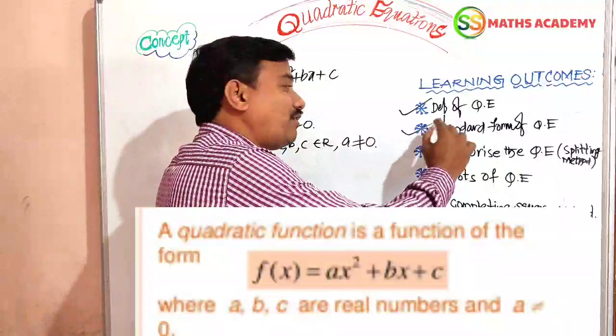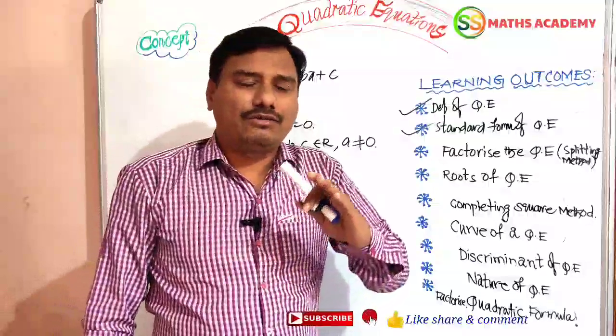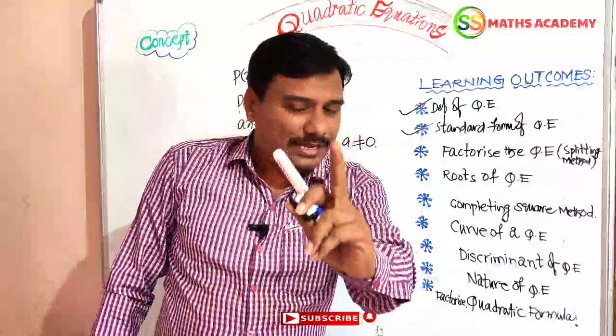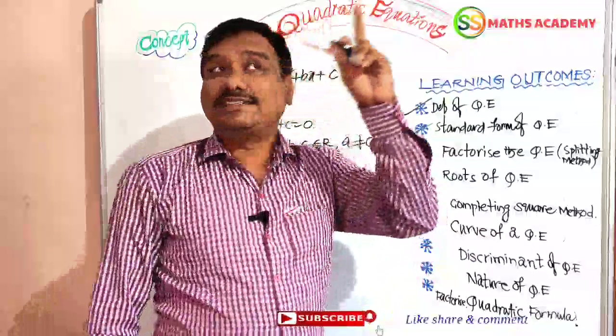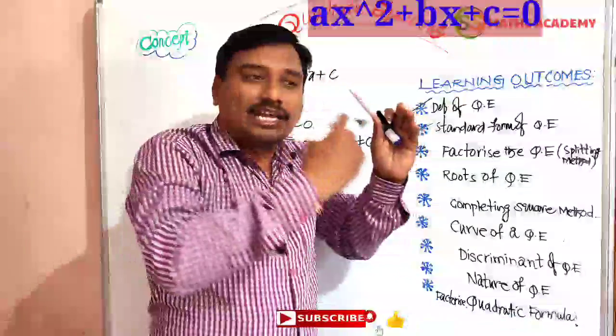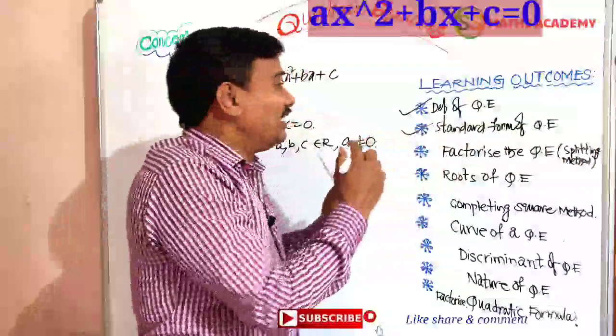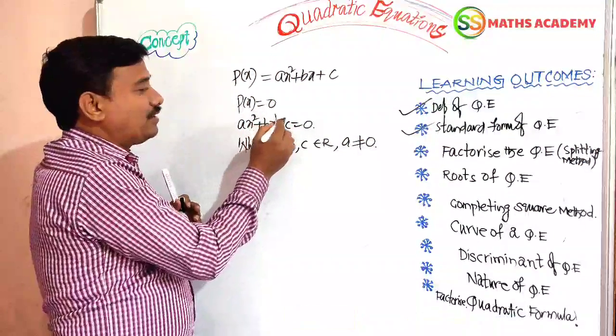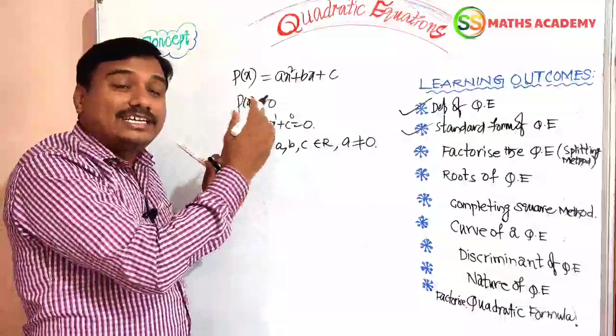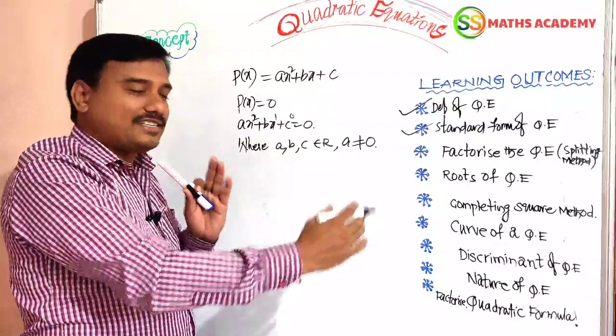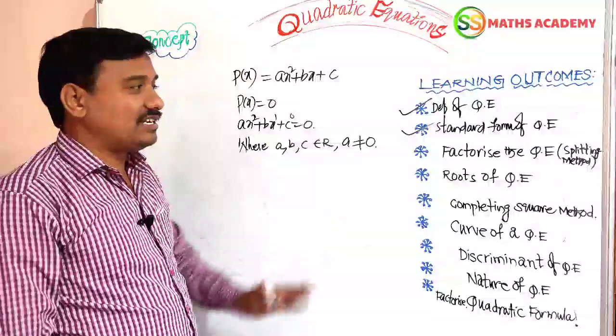Now, standard form of quadratic equation, simple. Every quadratic equation must have one unique variable, and the highest power is 2. The powers should be in decreasing order: power 2, power 1, power 0. Like this we get decreasing order. Right, my dear friends? This is called the standard form of quadratic equation.